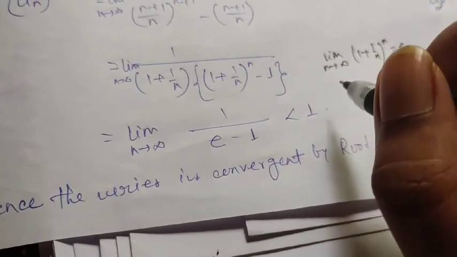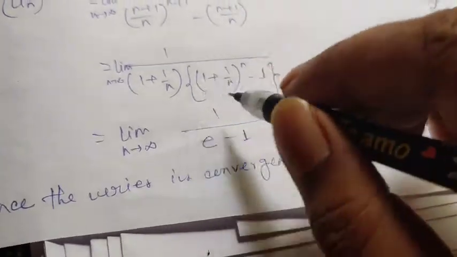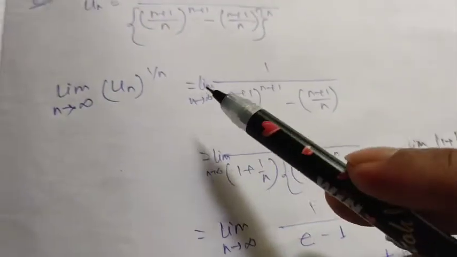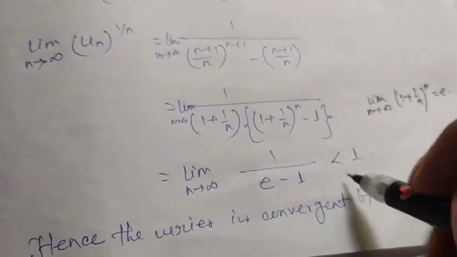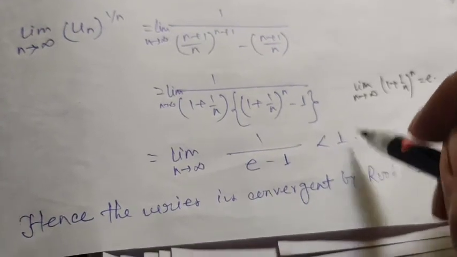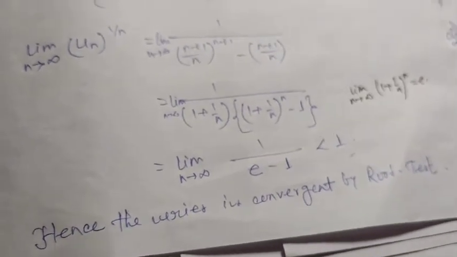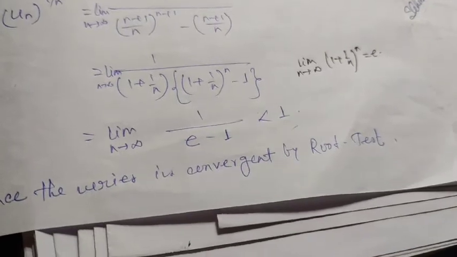which is obviously less than 1. Since the simplified value of limit n tends to infinity un whole to the power 1 by n is less than 1, the series is convergent. So we can say that the series is convergent by Cauchy root test.